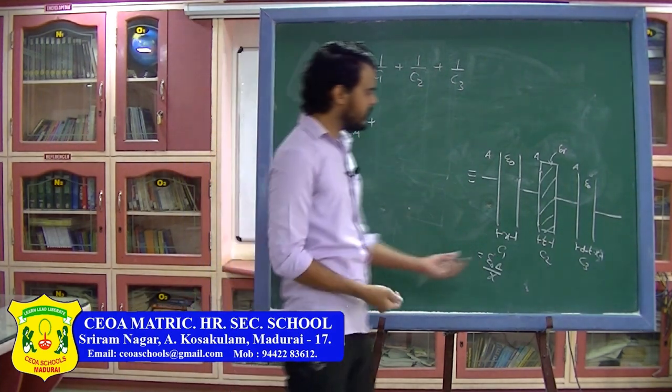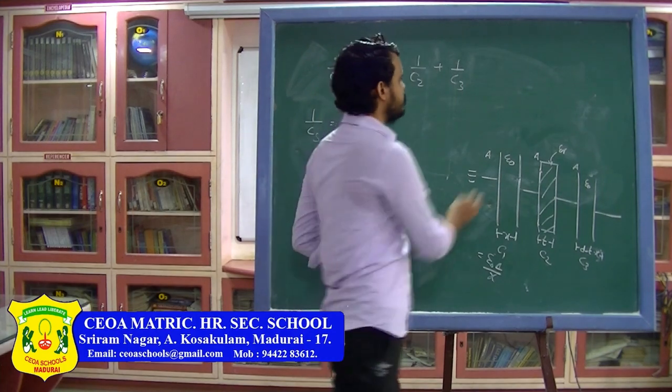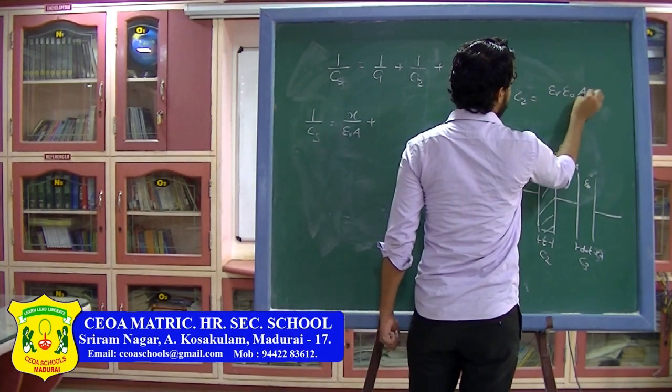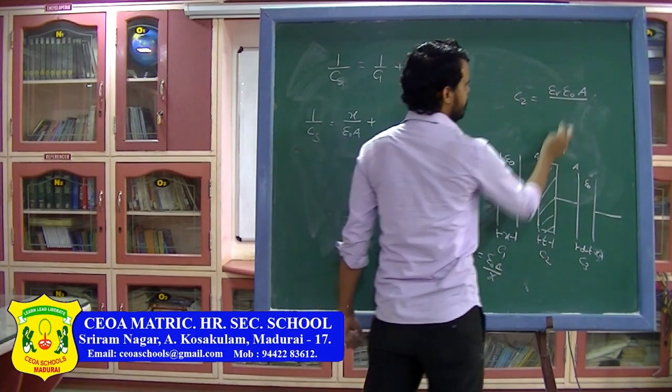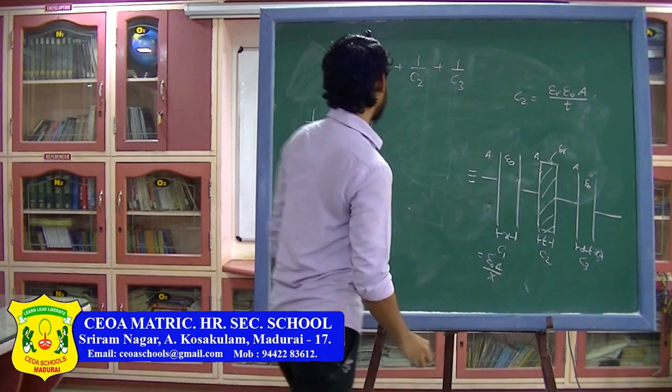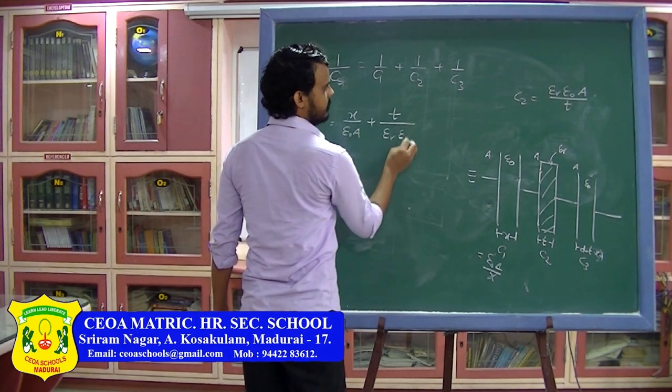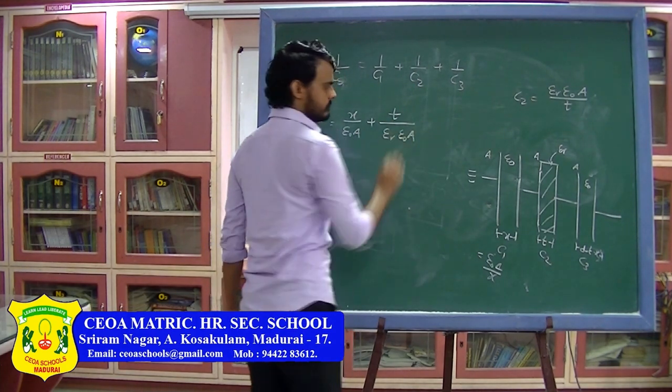Now similarly the capacitance of this C2 I can write as epsilon r epsilon naught A divided by the thickness of this one, which will be T. So here I can write this thing as T divided by epsilon r epsilon naught A.